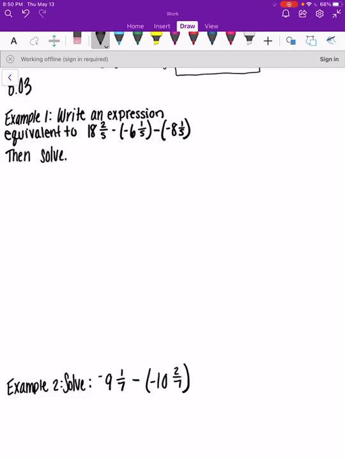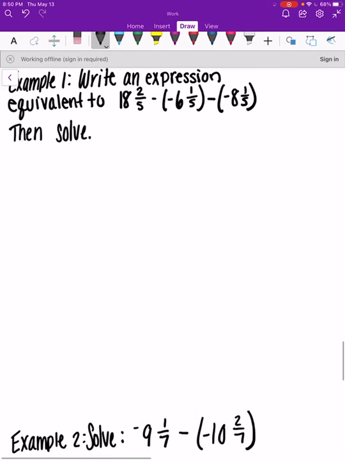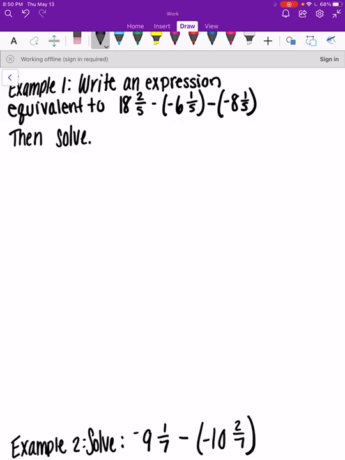Example 1 says write an expression, let me make it a little bit bigger. Write an expression equivalent to 18 2/5 minus negative 6 1/5 minus negative 8 1/5. Then solve. So whenever we have two negatives equals a positive. Two negatives makes one positive.